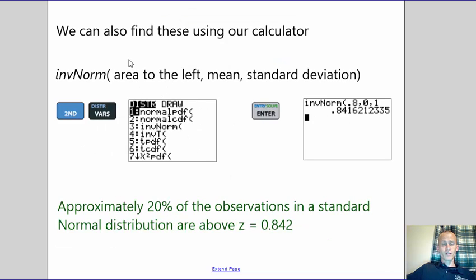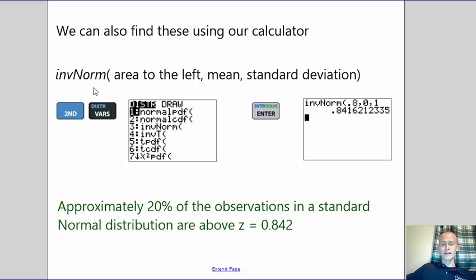We can use our calculator to also get this answer. These won't always be the exact same, but they'll be in the same ballpark. So we hit second vars. Again, vars is by the arrow keys. And instead of option number 2, we want option number 3, inverse norm.